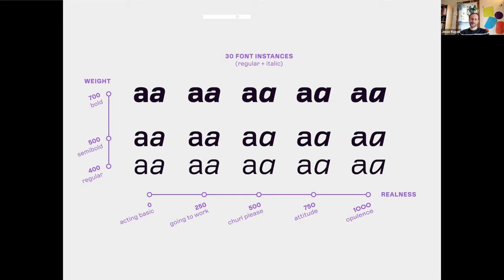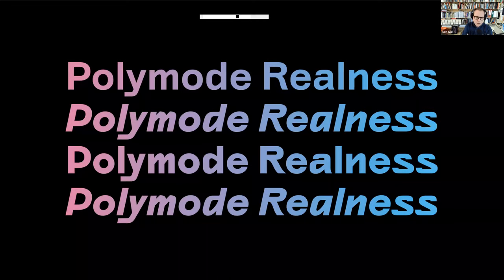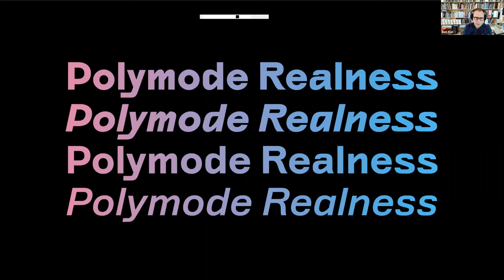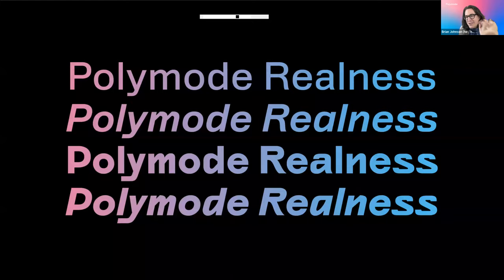So this is what the variable font looks like in motion, going from acting basic to real, and then from acting basic to opulence, and also exploring the weight range. You can imagine moving a slider around and getting something like this, which is just fun to watch. Truly, this is where we're like, wow, we made this? Yeah, thank you, Carl. Yes, we do own everything. I'm glad that someone understands some of these great references.